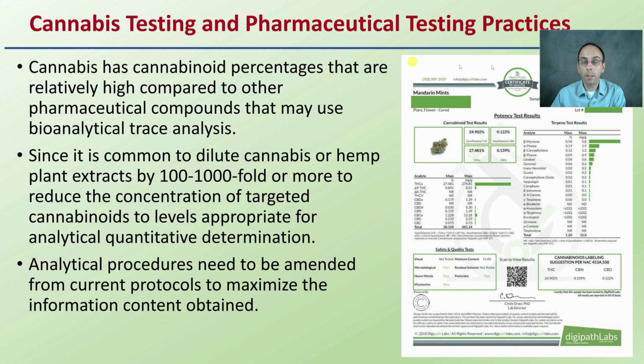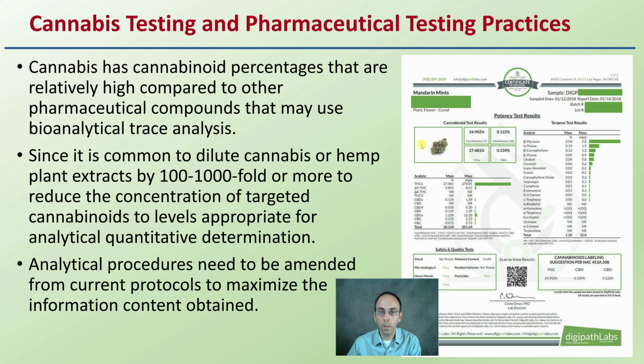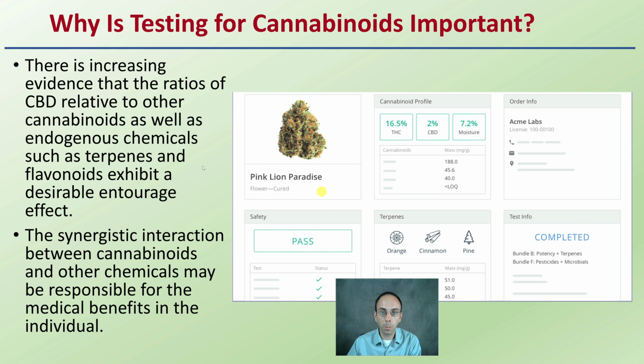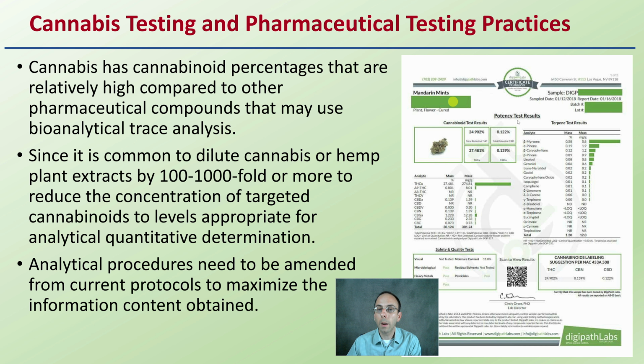So cannabis testing and the pharmaceutical testing practices is kind of like a merger between the two. So here we've talked about all the importance. Here we see a simplified version. Now we're looking at kind of what an analytical report can look like. And cannabis has cannabinoid percentages that are relatively high compared to other pharmaceutical compounds that may use bioanalytical trace analysis.